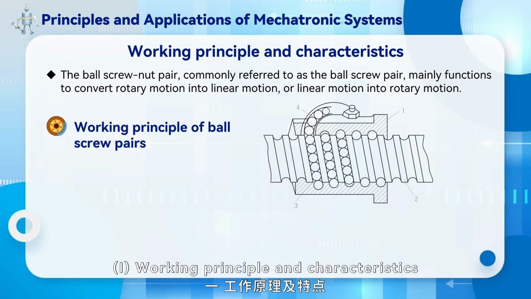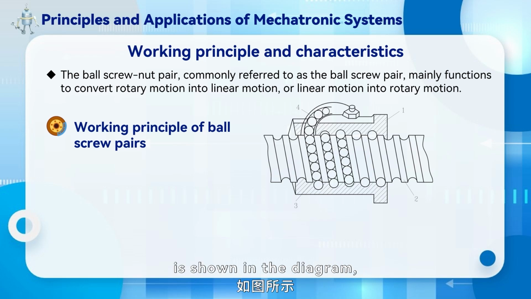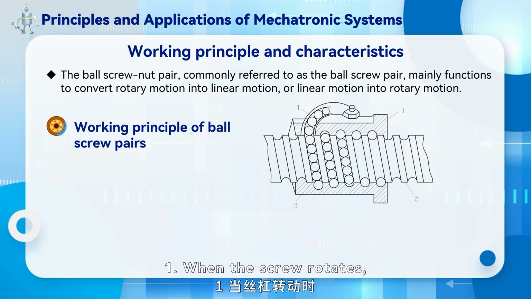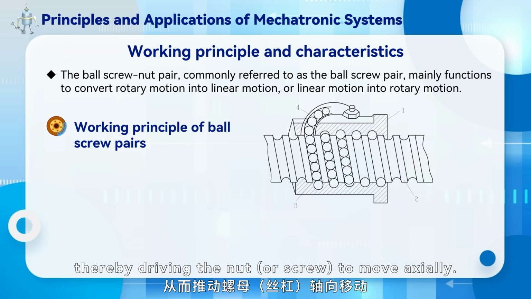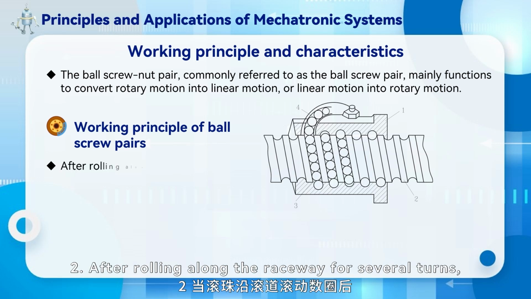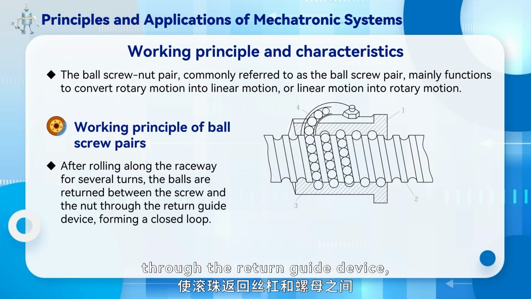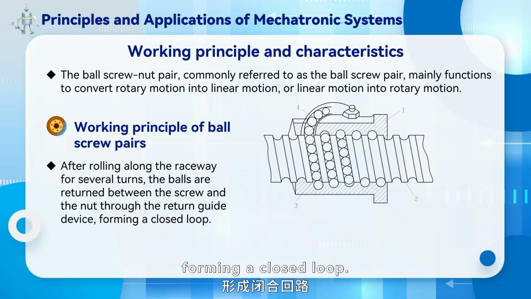1. Working principle and characteristics. The structure of the ball-screw pair is shown in the diagram, which consists of the nut, the screw, the raceway, and the return guide device. 1. When the screw rotates, the balls in the raceway rotate and roll along the raceway, thereby driving the nut, or screw, to move axially. 2. After rolling along the raceway for several turns, the balls are returned between the screw and the nut through the return guide device, forming a closed loop.